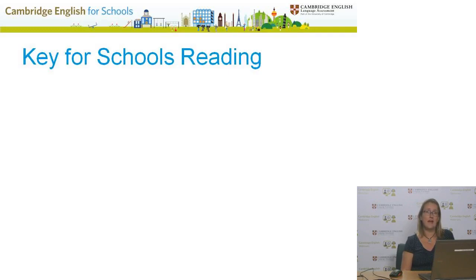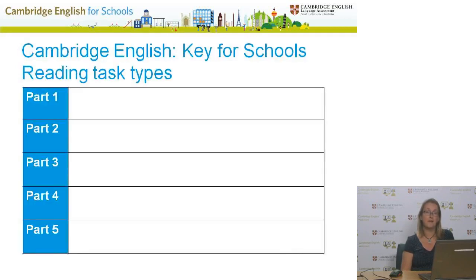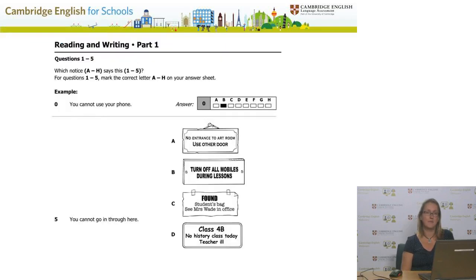Now let's look at the Cambridge English Key for Schools reading task types. There are 5 reading tasks. The first is a matching exercise, like this one. In the actual exam there are 5 questions on the left and 8 notices on the right, A to H. For the purposes of this webinar, let's look at sentence 5, you cannot go in through here.